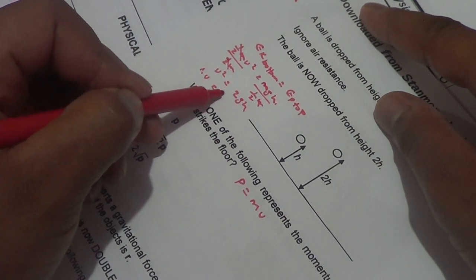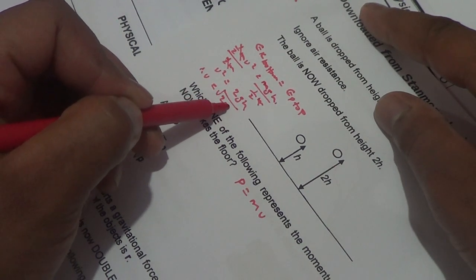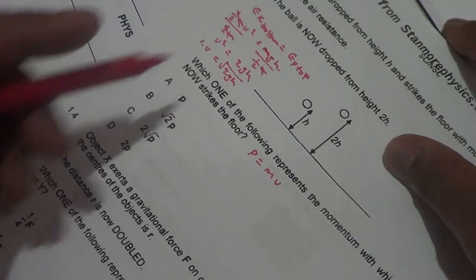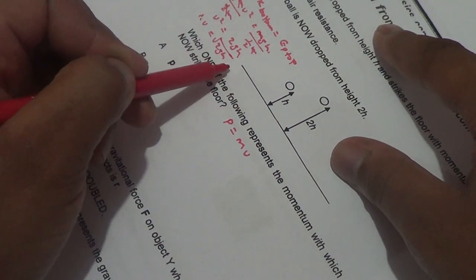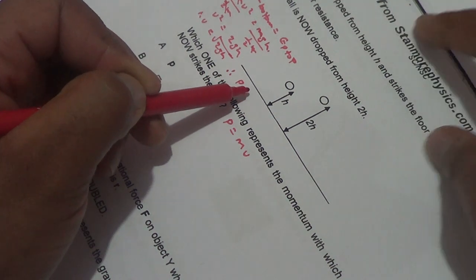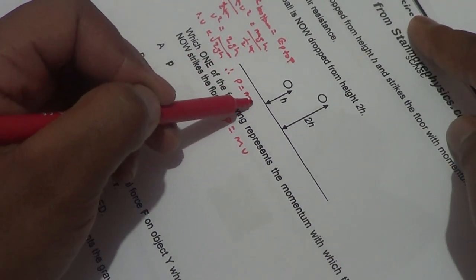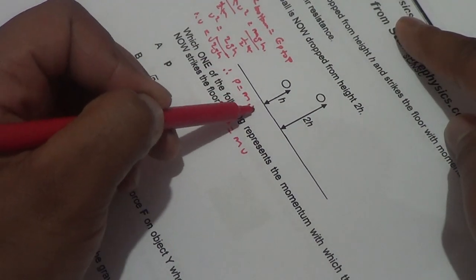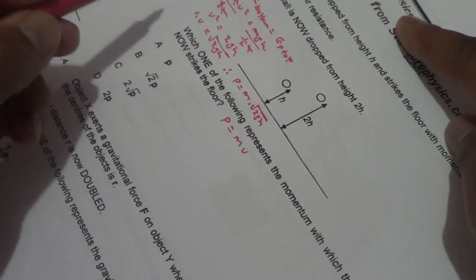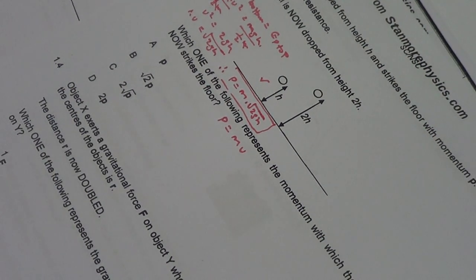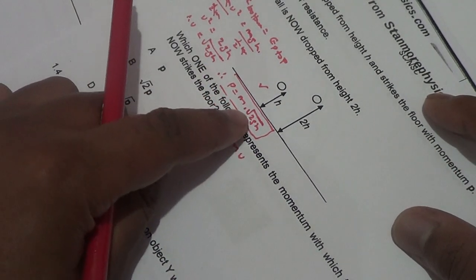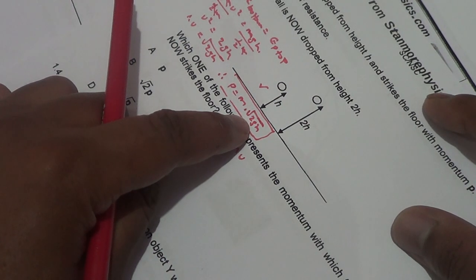Therefore, we know that v is going to be the square root of 2gh. Great. So this is our velocity. So what does it tell us about the momentum then in this case? This follows that our momentum is going to be the mass, which is m, multiplied by the velocity, which is going to be the square root of 2gh. Okay? So this is how the momentum works out in this first scenario. So P is m multiplied by the square root of 2gh. I hope that makes a little bit of sense.